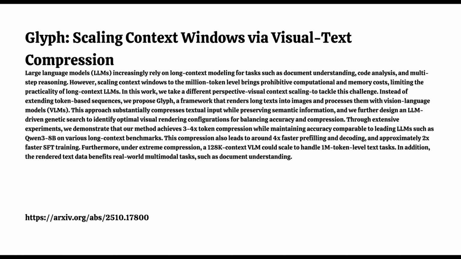But we should also touch on the limitations the researchers themselves highlighted. Okay, what are the catches? Well, first, the whole process is quite sensitive to those rendering parameters. Getting theta wrong means performance can drop off significantly. That LLM-driven search is crucial, but it highlights a sensitivity. Makes sense. What else? The other main challenge they noted is around low-level OCR fidelity.